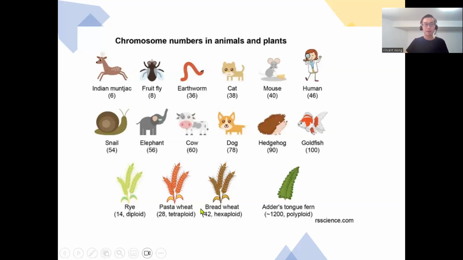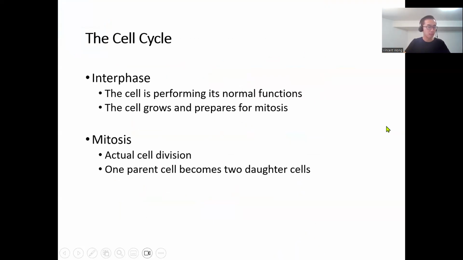I keep on saying, but for some of the plants, they have like four sets. That's what tetraploid means. And then for something like bread wheat, it's hexaploid, which means it has six sets of chromosomes, as opposed to two sets in humans, right? So there is no correlation between the size and the number. It just seems like a rather random situation here.